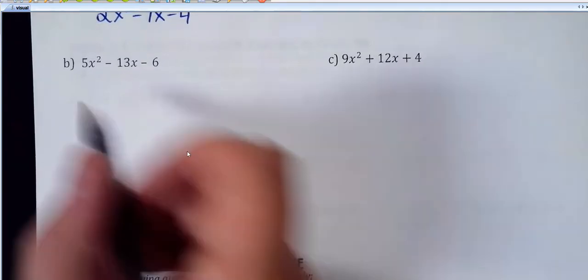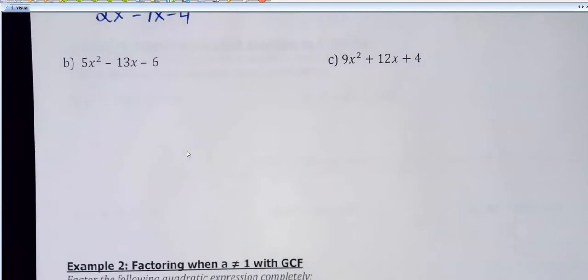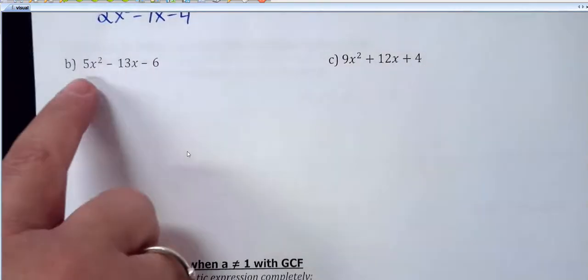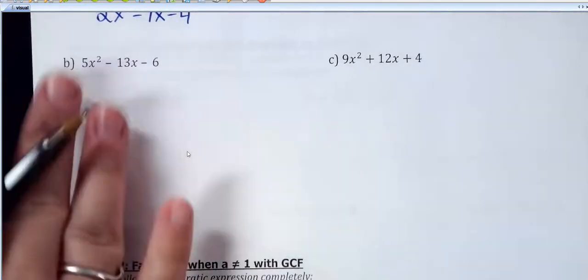So this is 5x squared minus 13x minus 6, and I should have said this for the last problem. Before you start, you should really always check to see if all the terms have something in common that you could divide out in front. So like 5, 13, negative 6, they don't have anything in common. So I'm just going to go from here, but try to check that for the question. See if you have a greatest common factor before you start. You do not for this question.